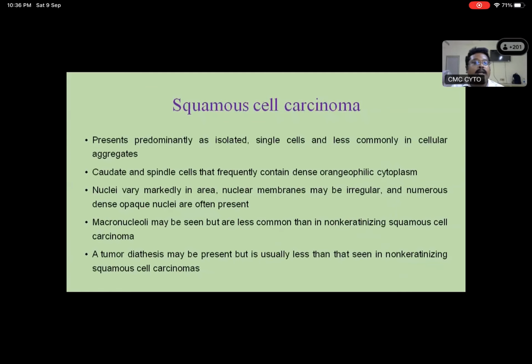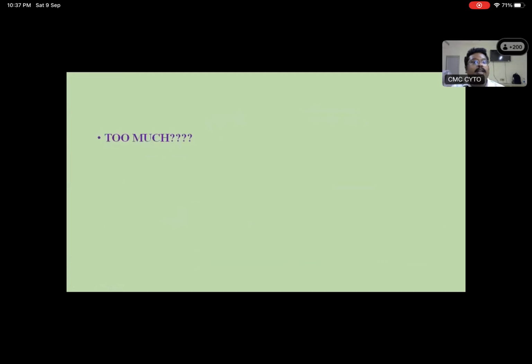So in squamous cell carcinoma, cells predominantly can occur as single cells or in cellular aggregates. Caudate and spindle cells can be seen, and the keratinizing type contains dense orangophilic cytoplasm. Marked nuclear variation will be there. You can see macronucleoli more in the non-keratinizing type. And a very important feature to look for is the tumor diathesis. Okay. So I think we reached the end of squamous lesions.